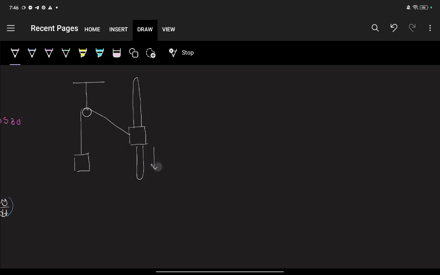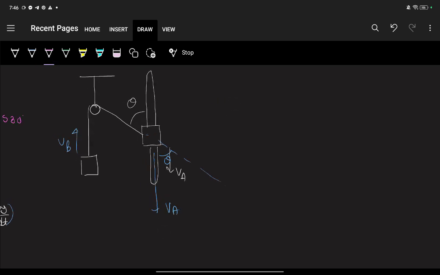Okay, this is going with velocity VA. This is angle theta. This is VB. So that means this angle is theta, right? This is VA, which means that this is VA cos theta. Yes or no? Yes.